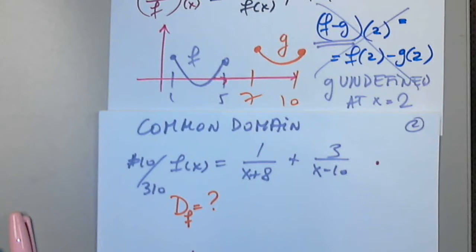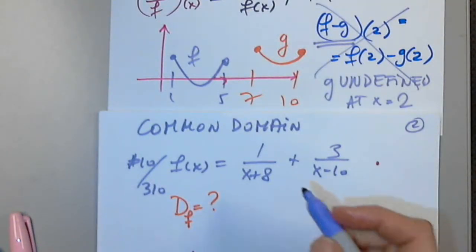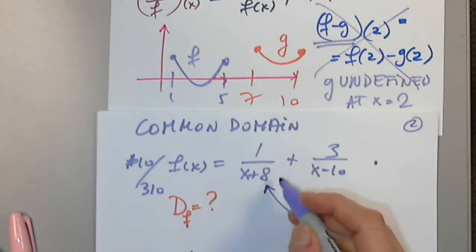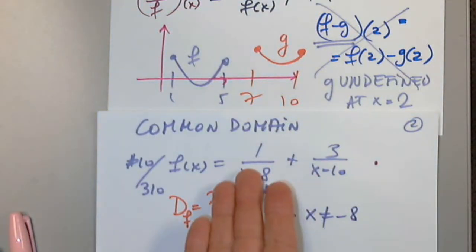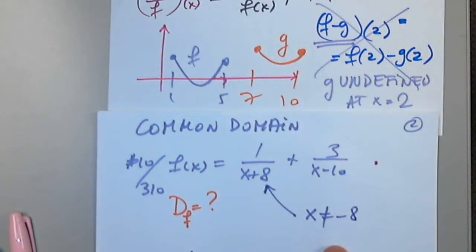Rational. Perfect. What could be the problem with a rational function? Denominator equals 0. Right. So then for this function, what do I have to write? X cannot equal negative 8. Correct. So for this function to exist, I must write this. Do we agree? Perfect. So now it exists. In other words, for anything but negative 8.